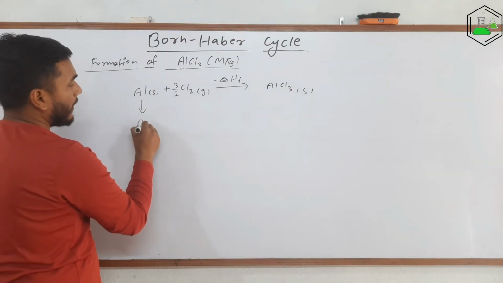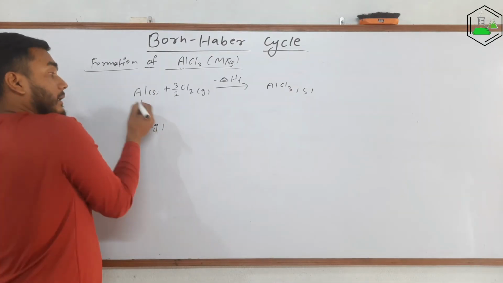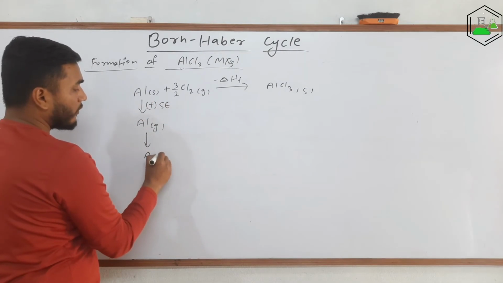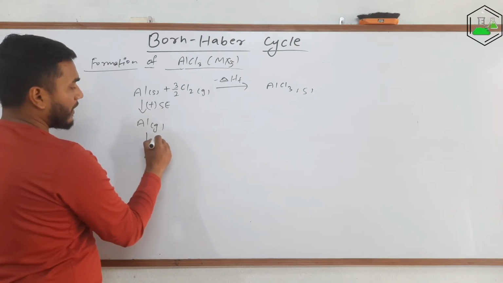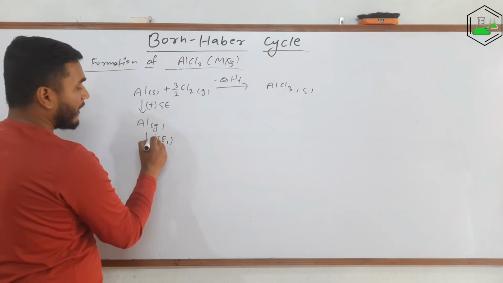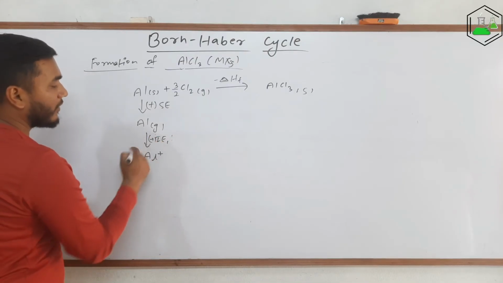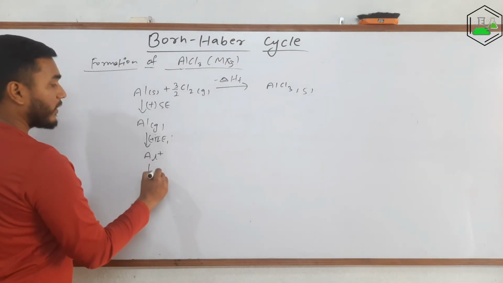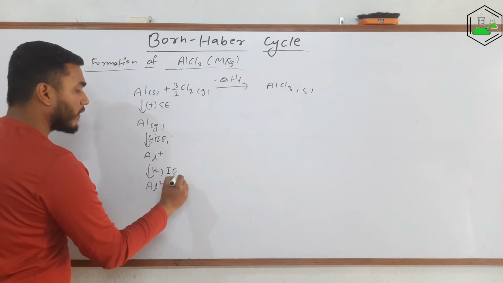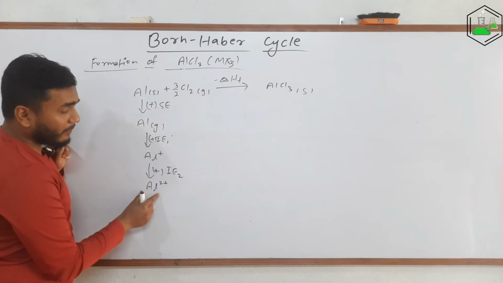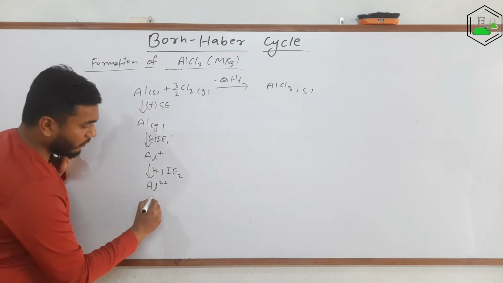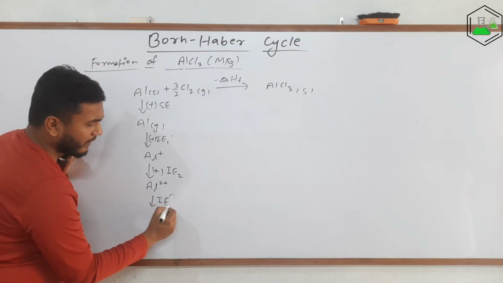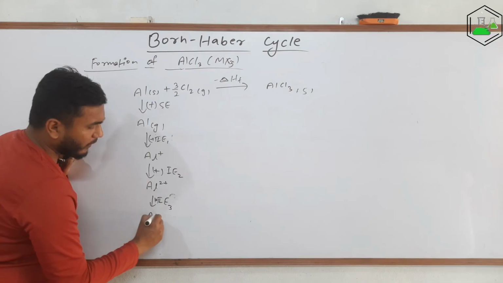Al will convert to Al gas form by getting sublimation energy. Now this will lose 1 electron, it will convert to Al plus, and the energy gained by it is IE1. IE1 means ionization energy 1. Again, it will gain some more energy, that is IE2, to convert it into Al2 plus form. But the valency of aluminium is 3. So we need to remove 1 more electron from here. So we need to provide a little bit more energy, that is IE3. So finally, it will be converted to Al3 plus.